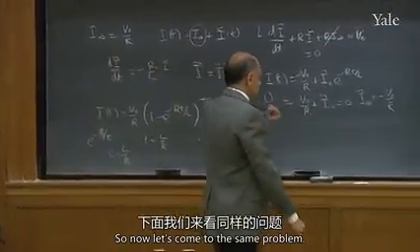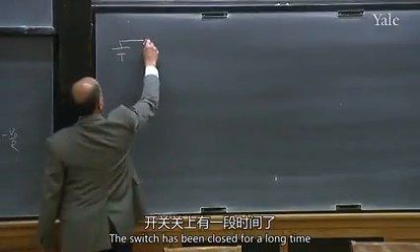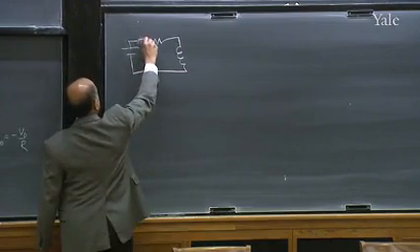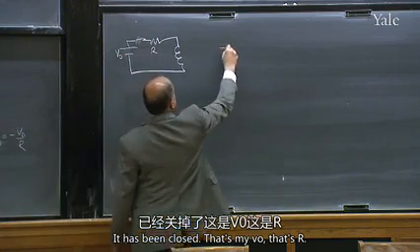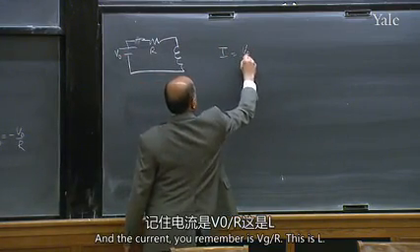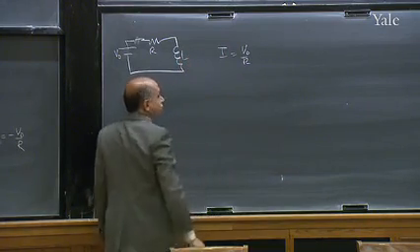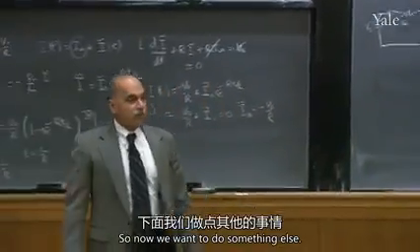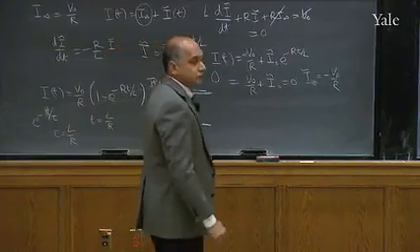So now let's come to the same problem. The switch has been closed for a long time, and the current is stabilized. So here is the switch. It has been closed. That's my V0. That's R. And the current, you remember, is V0 over R. And this is L. So now I want to do something else. Now I want to open that switch.